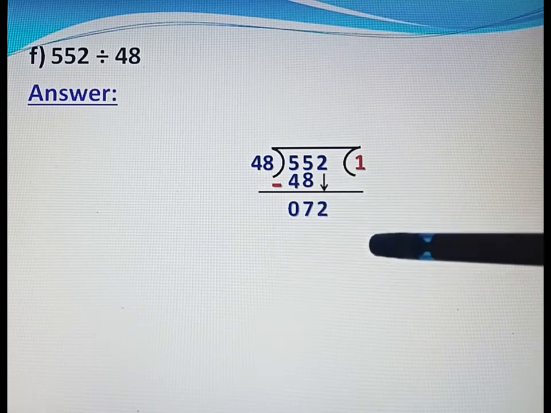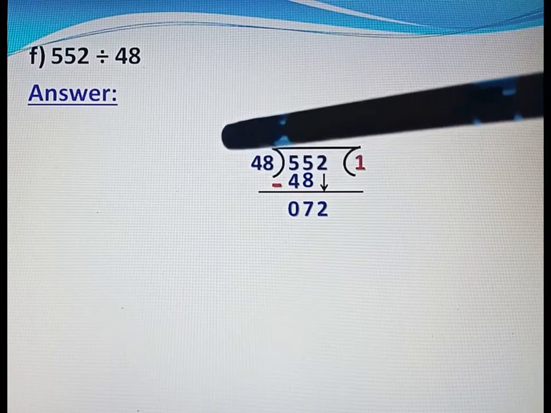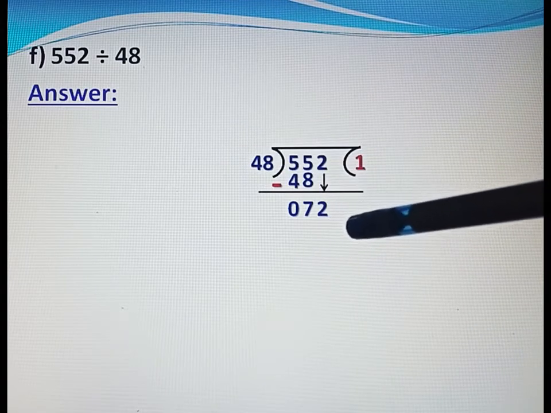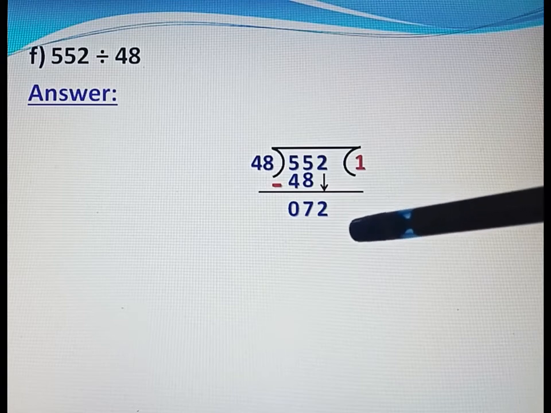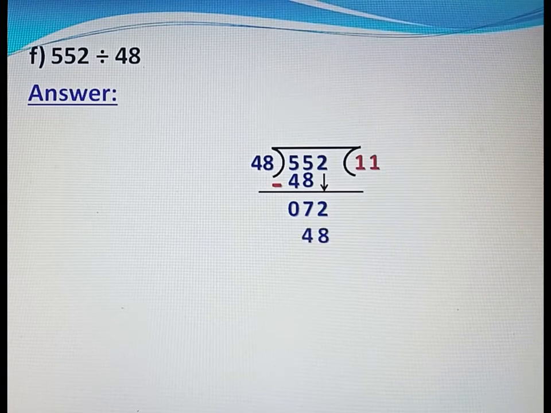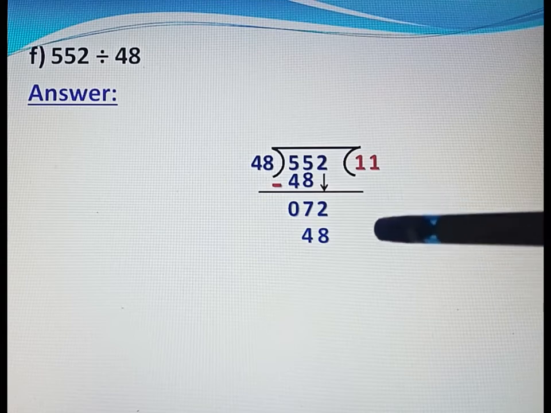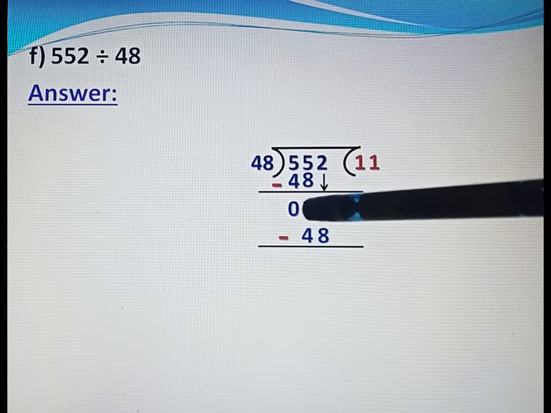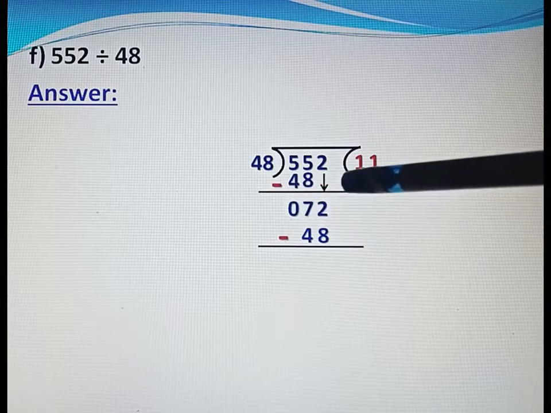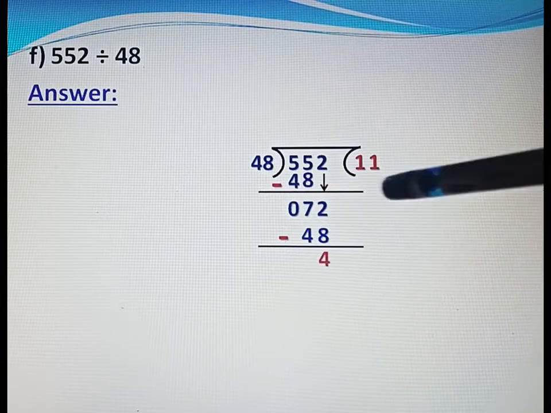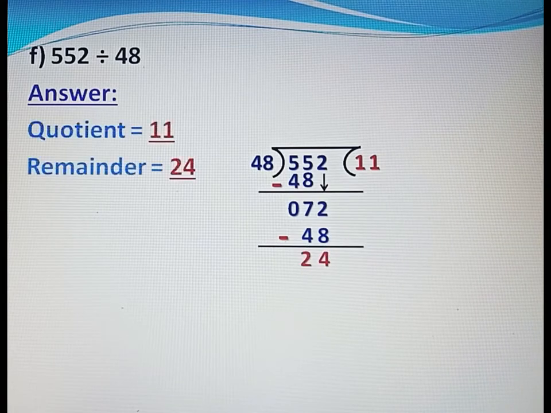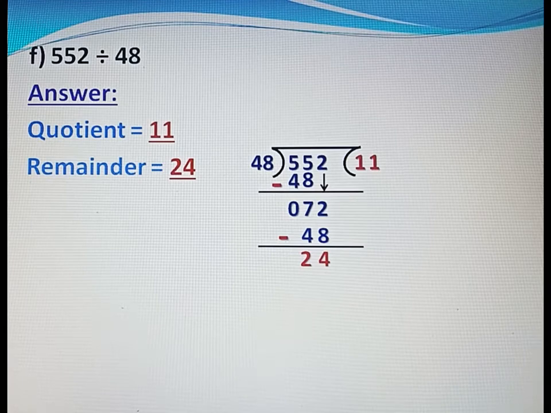2, it becomes 72. Again we will multiply this 48 so that it is equal to 72 or less than 72. It should not be greater than 72. Multiply 48, 1 ja 48, and then again we will subtract. This 2 is smaller than 8, so we will borrow from the next number. It will become 6 and it will be 12. 12 minus 8, 4, and this 6 minus 4, 2. Hence, quotient equal 11 and remainder equal 24. And then we will check our answer.